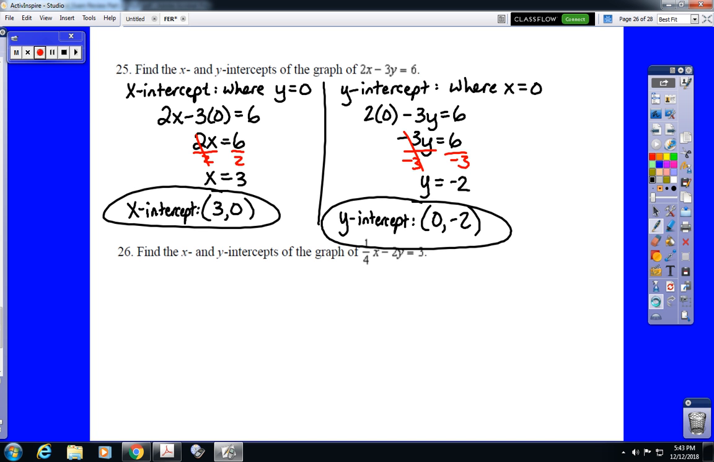Try to circle that again so it doesn't screw up the next problem. There we go. Okay, 26 is the same problem.